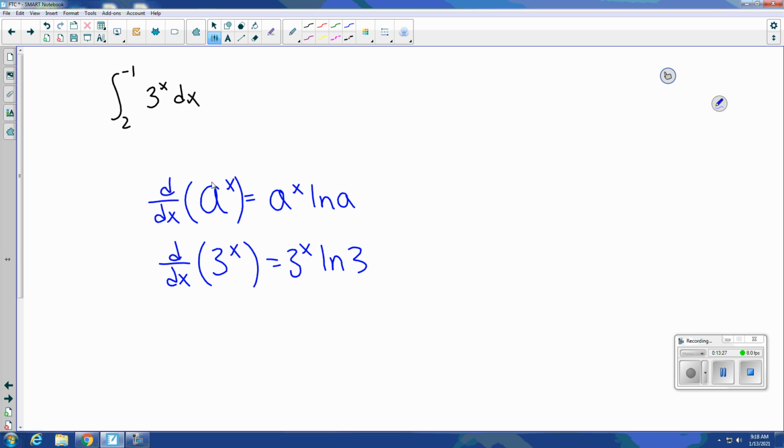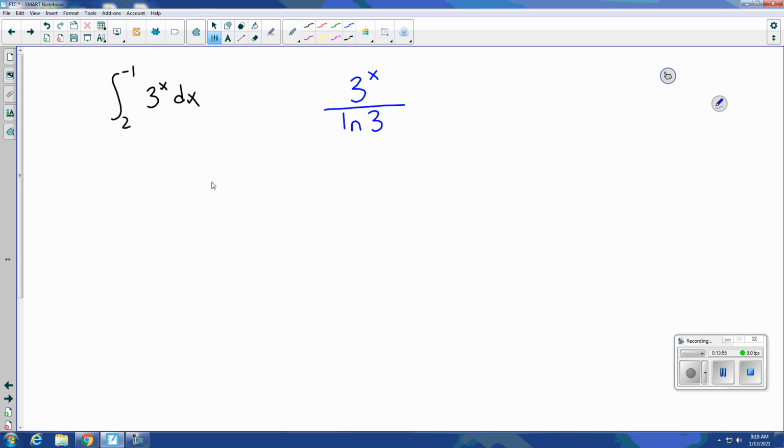So if I look at 3 to the x as if it is the result of differentiating a function, then we'll notice that this ln 3 is missing. So if we just divide instead of multiply by the natural log of the base, let's see if that works for our antiderivative of an exponential. So here is what we think the antiderivative is. Let's take the derivative of it.